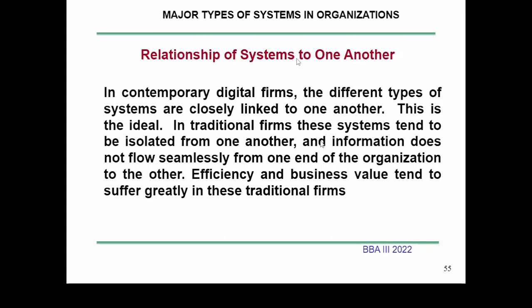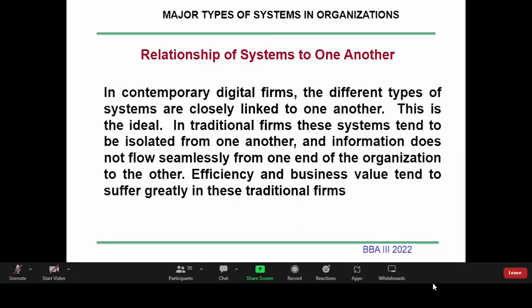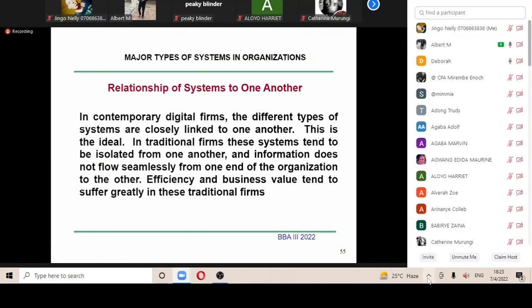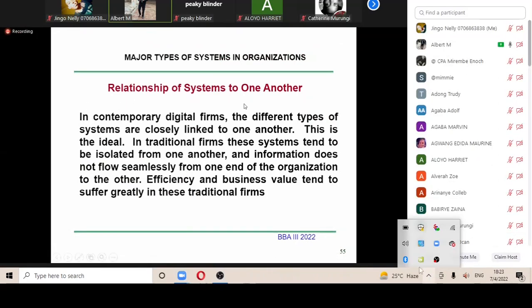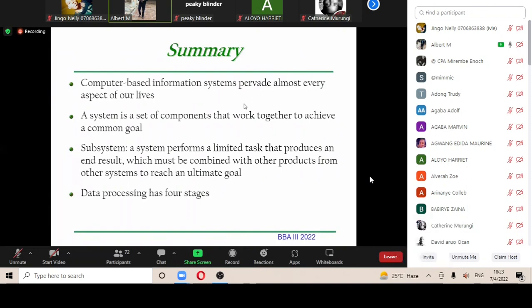Okay, we are saying that systems must be able to speak to one another. We should not find instances where one system is independent of the other. That means if one is independent, you'll find that decisions made at some point will actually be lacking because of the inability of these systems to speak to one another.